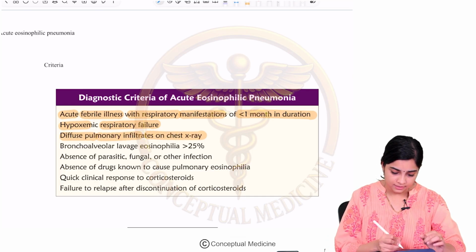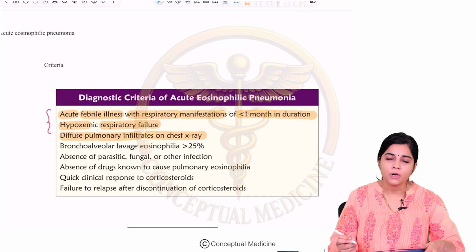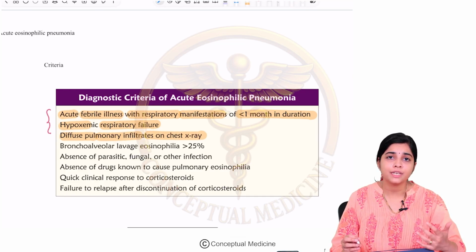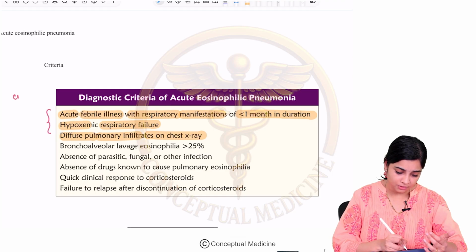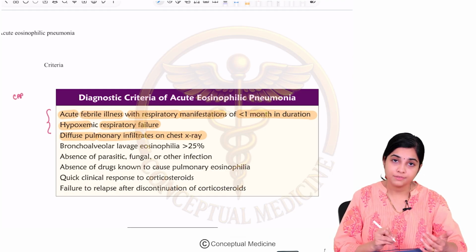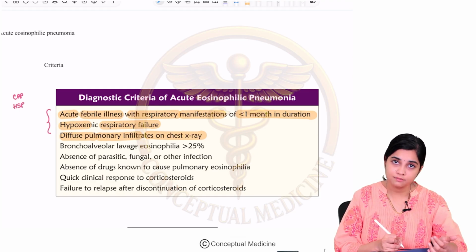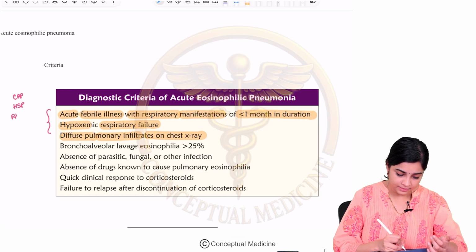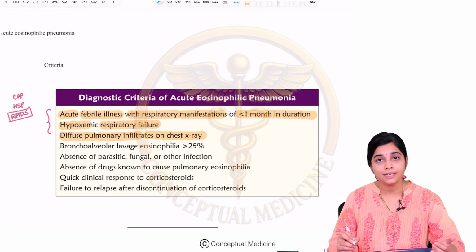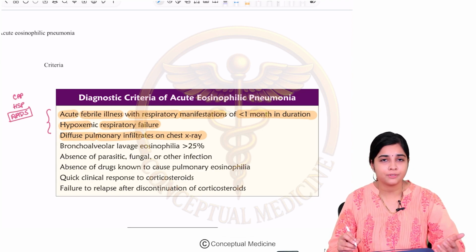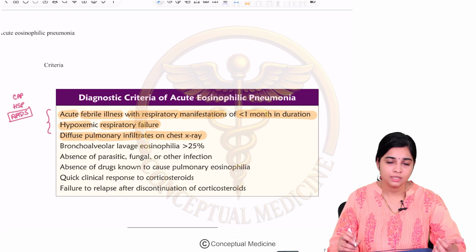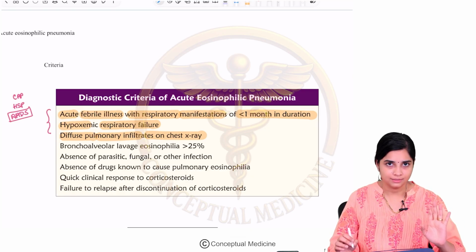So if you just consider the first 3 criteria, what will you think this is, right? So this is very difficult to differentiate from your community acquired pneumonia. It is very difficult to differentiate from your viral pneumonias. It is very difficult to differentiate from maybe your hypersensitivity pneumonitis, because all of these can present very similar with an ARDS kind of picture, right? ARDS of course has a more rapid progression. It progresses within 1 week, but it can go up to 1 month in this condition.